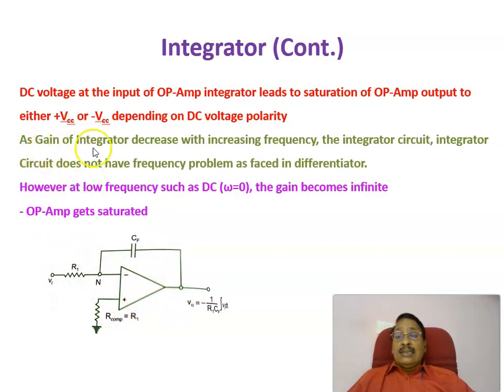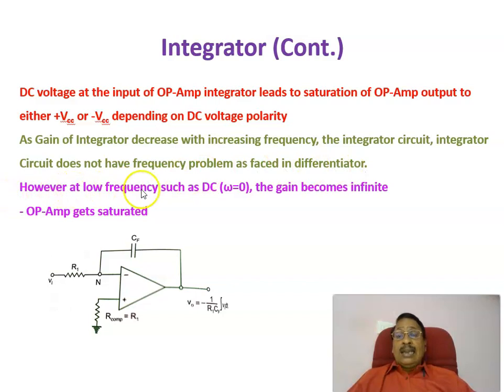The gain of the integrator decreases with increasing frequency, because it is 1 by omega. It is inversely proportional to frequency. Therefore, as frequency increases, gain is reduced. The integrator circuit does not have a high frequency problem like a differentiator, because as frequency increases, gain is reduced. There is no problem of instability in the case of an integrator, unlike a differentiator.